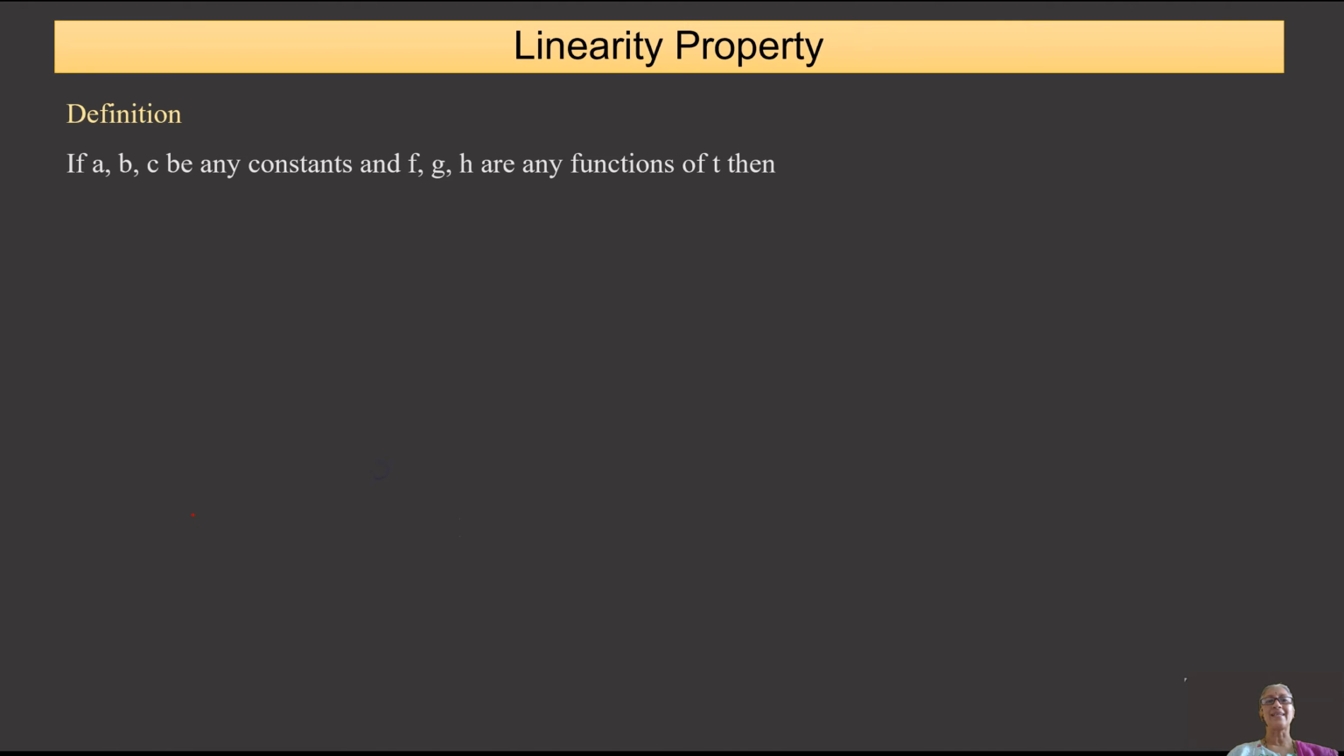Linearity property. First of all, let us see what the linearity property is. If a, b, c are any constants and f, g, h are any functions of t, that means here we have considered three functions f, g and h, and a, b, c are any constants, then the Laplace transform of a into f of t plus b into g of t minus c into h of t can be written as a into Laplace transform of f of t plus b into Laplace transform of g of t minus c into Laplace transform of h of t.